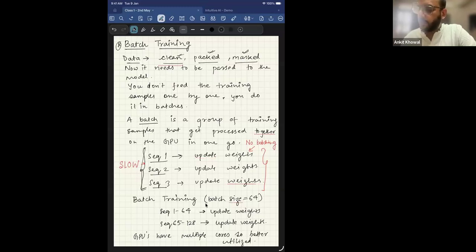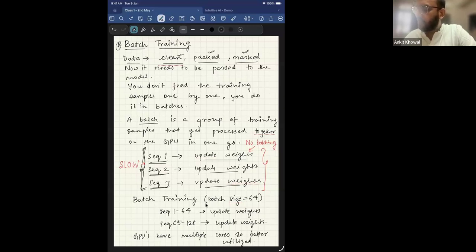Because what happens if you don't do the batching is, you pass in sequence one, it goes to the model, which sees whether the answer is right or not, computes the loss, and then updates the weights, right? Then it will do the same for sequence 2: find the loss, update the weights. Then sequence 3, find the loss, update the weights, right? So it's a very slow process.